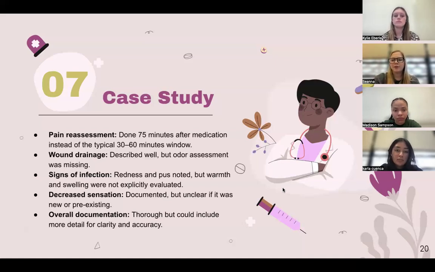There are no major documentation errors, but minor improvements could be made. Pain reassessment occurred 75 minutes after medication instead of within the typical 30 to 60 minutes. Wound drainage was described well, but odor assessment and measurements were missing. Signs of infection, redness, and pus were noted, but not explicitly evaluated for warmth or swelling. Decreased sensation was documented, but lacks clarification on whether it was new or pre-existing. Overall, the documentation is thorough, but could be slightly more detailed for clarity and accuracy.